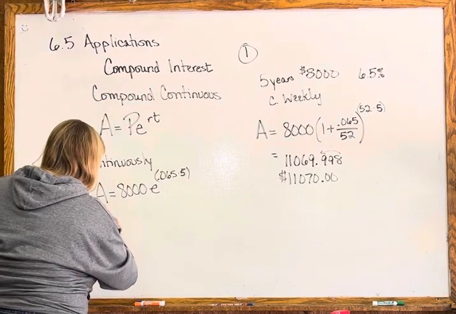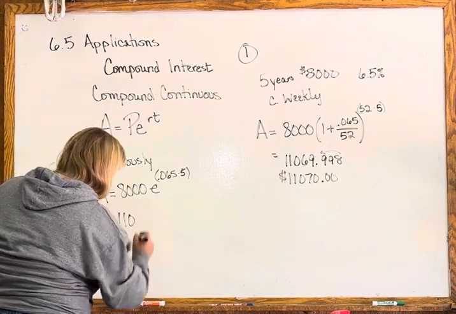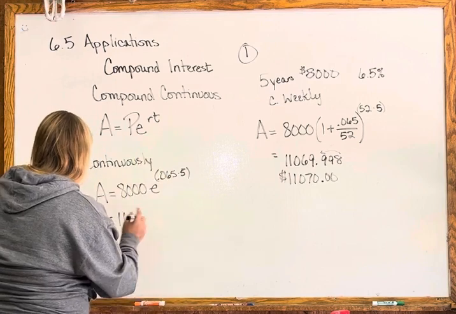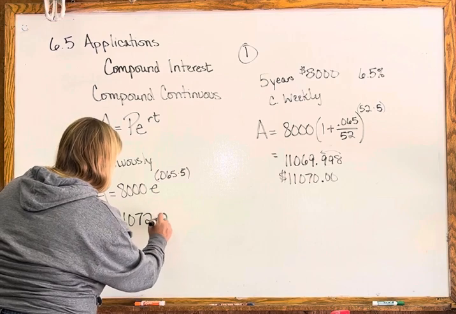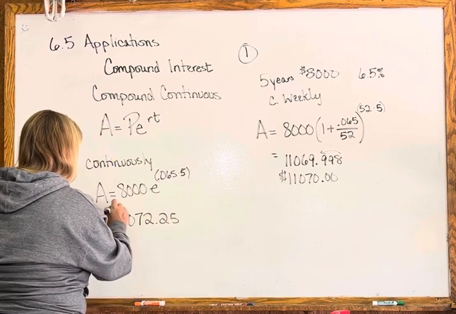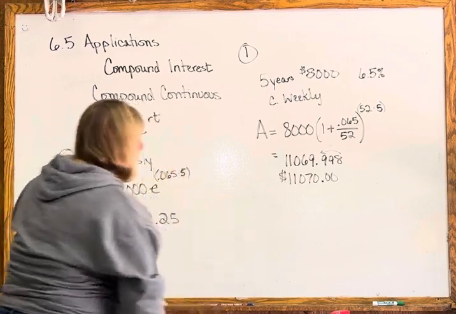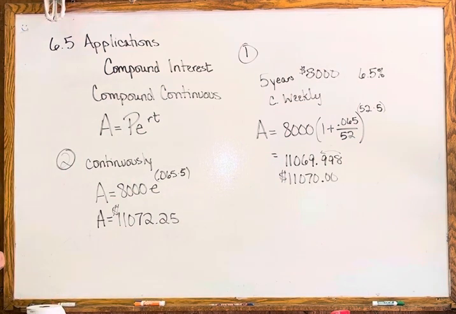So I got $11,072.25. So if we're able to get it into a continuously compounding account, we can make an extra $2.25 in 5 years. Okay, so like I said, not great, but it's better, and it's what you're going for.